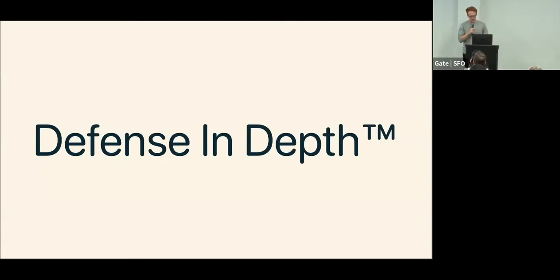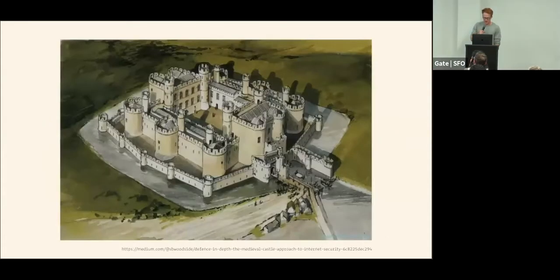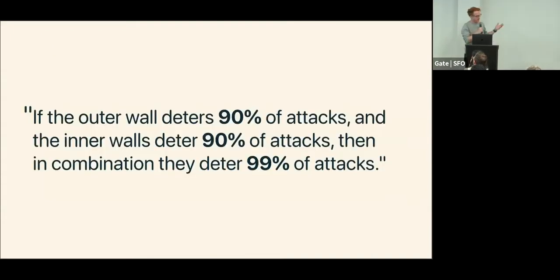So defense in depth is also sometimes called the castle approach, which I didn't know till recently, in reference to the fact that a castle has many layers of security. It has a forest, perimeter guards, an outer wall, an inner wall, locks, crocodiles, sharks with laser beams attached to their foreheads. It's multi-layered. And the approach is if the outer wall deters 90%, the inner wall deters 90%, you now have a 99% deterrence against attacks.